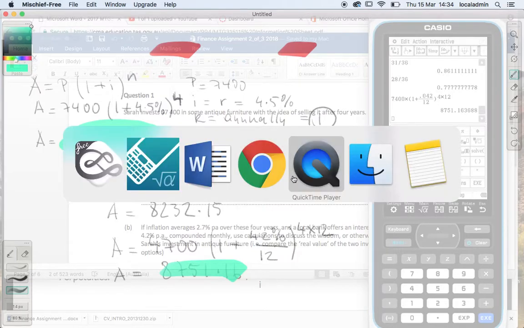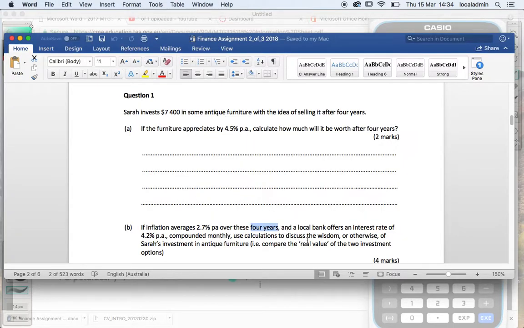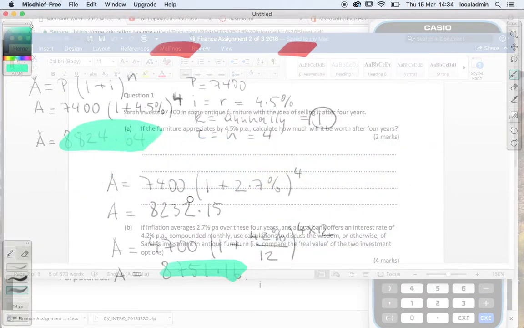Now we really need to read that question. Okay, use calculations to discuss the wisdom or otherwise of Sarah's investment in antique furniture. So we've done some calculations. And here we go. In brackets, for example, or that is, compare the real value. Well, what is the real value of the two investment options? So first of all, inflation is not an investment option. It isn't. It's working against you. Now we need to find out how it does work against you.